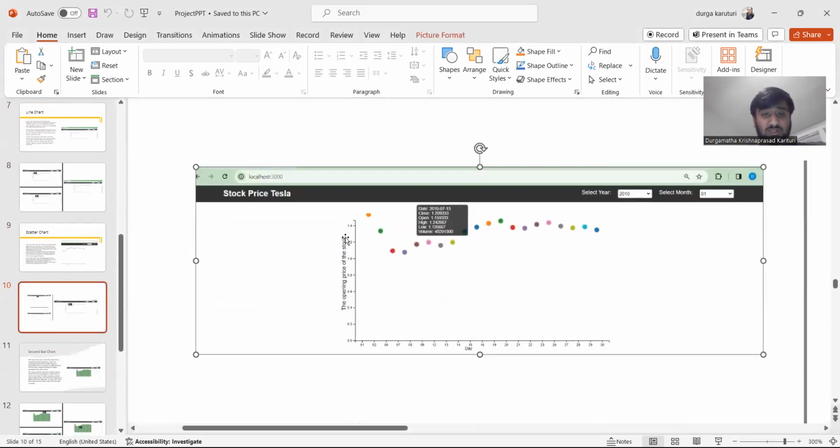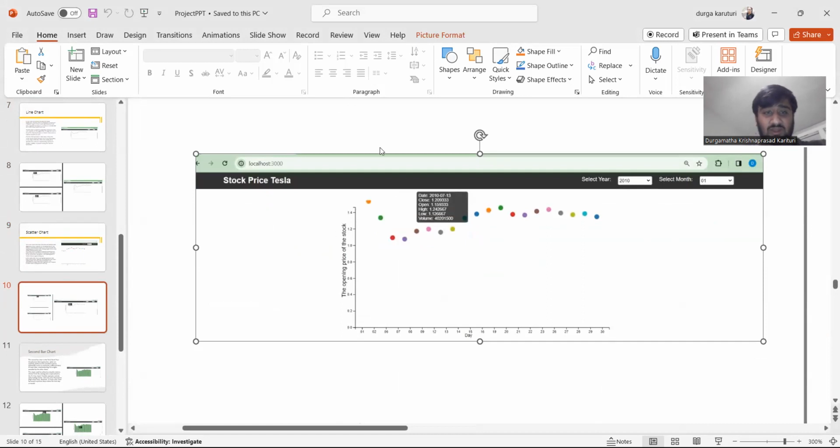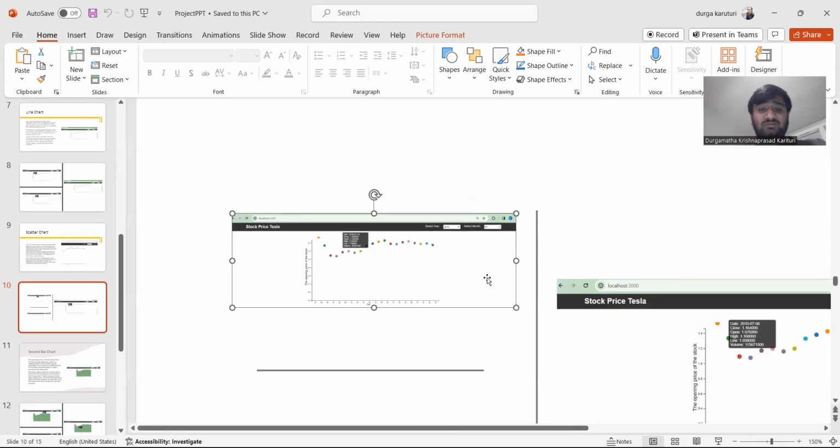Now here you can see the image of the scatter line chart. The y-axis is the opening price of the stock, and the x-axis is the day. Here different colors show the different values.